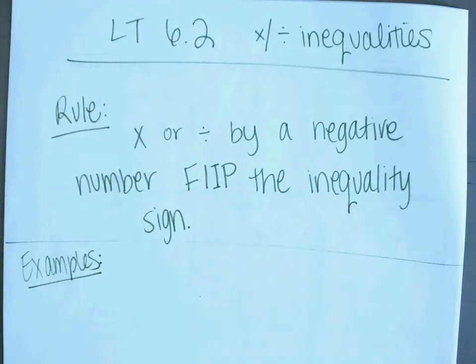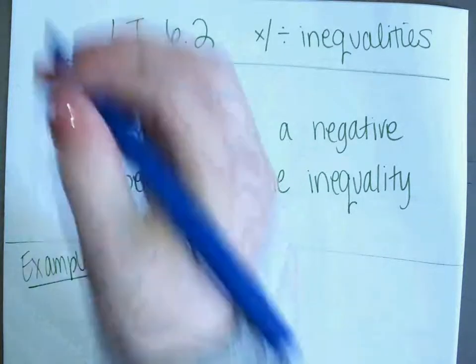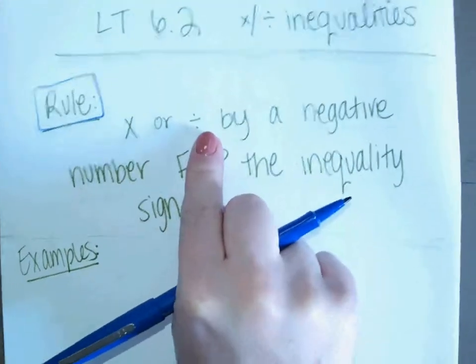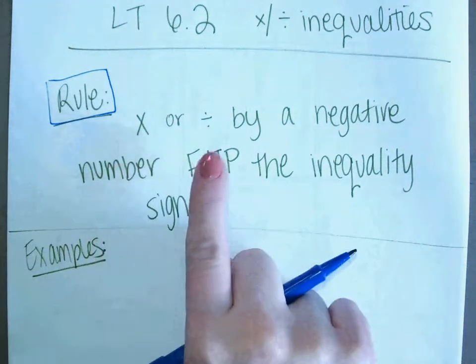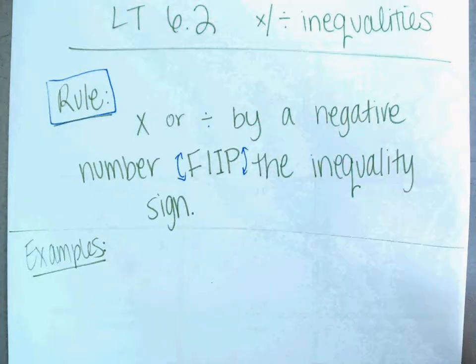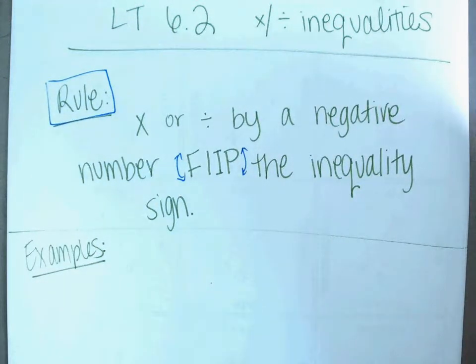All right, so we are on to learning target 6.2. We're going to be multiplying and dividing inequalities, okay? You guys have to remember this little rule right here. When you multiply or divide by a negative number, you need to flip the inequality sign, okay? So I'm going to do multiple examples, one of each if a negative is on the left, or if the negative is on the right, or if there's no negatives, or if both of them are negative, okay?